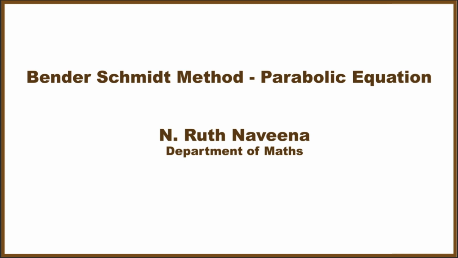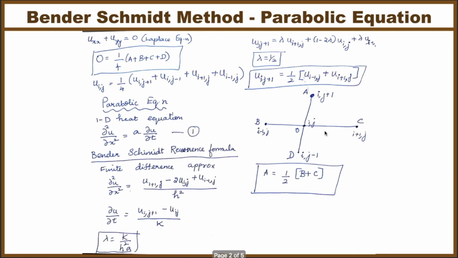We'll discuss today's topic, the Bender-Schmidt method, for the parabolic equation, the one-dimensional heat equation. As we have discussed before, in the classification of partial differential equations, the first part, that is uxx plus uyy equal to 0, is the elliptic equation, otherwise the Laplace equation. For that we have found the formula using the finite difference approximation.